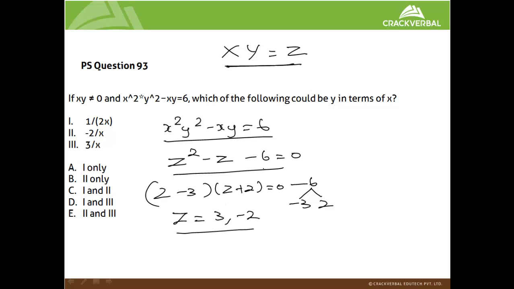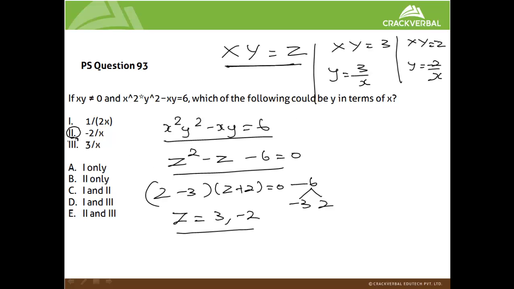So just substitute it. xy is equal to z, we know. So xy is equal to 3 or x into y is equal to minus 2. In that case, y would be equal to 3 by x, right? And likewise y would be equal to minus 2 by x. So there are two values for y, 3 by x and minus 2 by x.